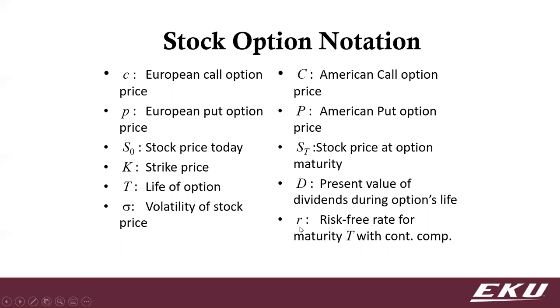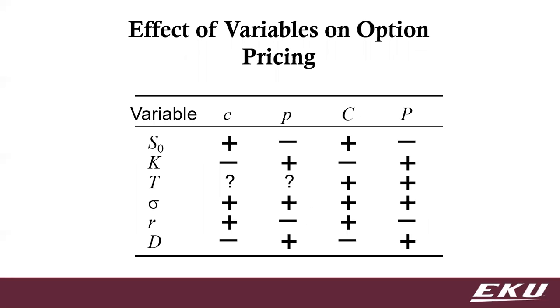And then we use lowercase r for the risk-free rate. And we always use continuous compounding, right? We've gone over that before. So if you think about the relationships here, this is just a little grid. And again, the nice part about the video is you can always pause it, but you can just see, okay, as the stock price goes up, the value of calls goes up, the values of puts go down, right? As the strike price goes up, the value of puts will go up, the value of calls will go down, right? So just these relationships.